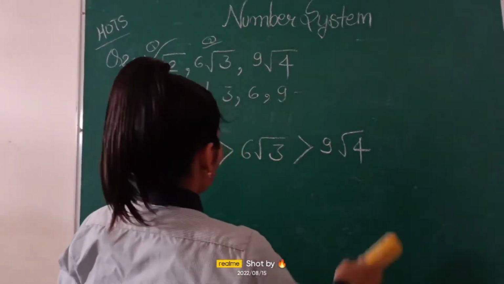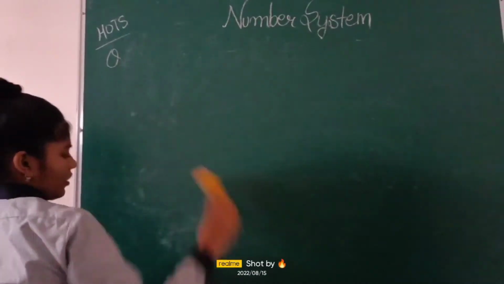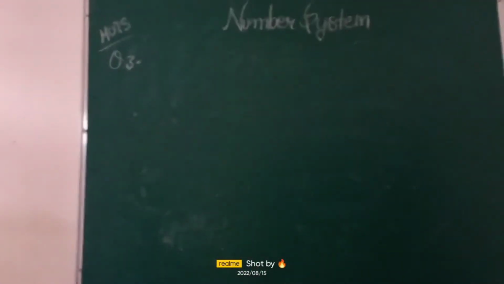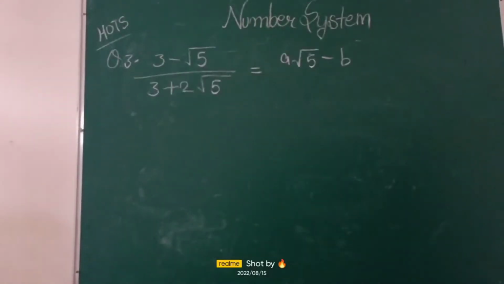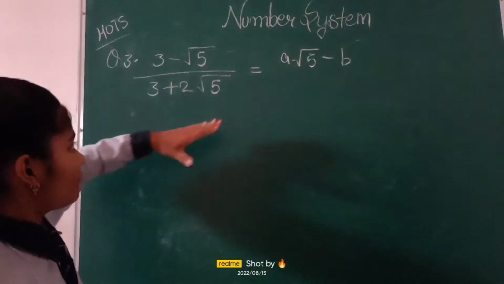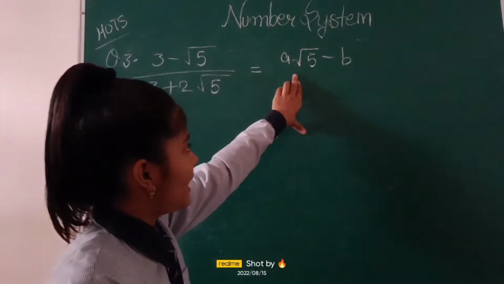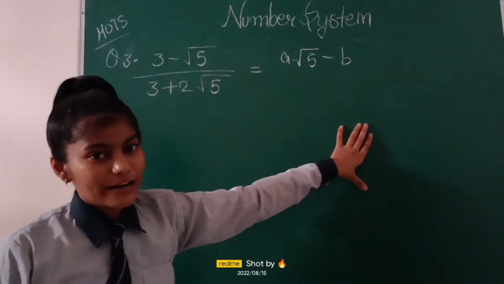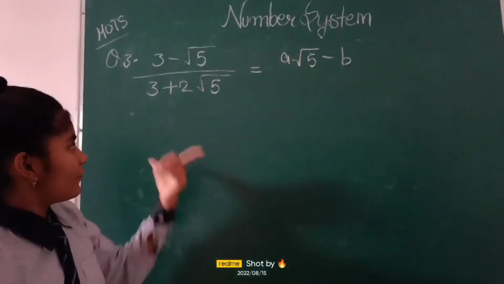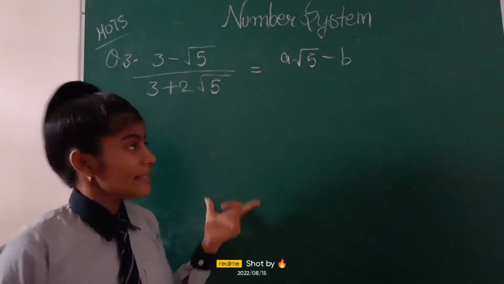Now let's move and solve one more basic important question on the number system. Firstly, give me time to write the question. So we have the third question: (3 minus under root 5) by (3 plus 2 under root 5) is equal to a under root 5 plus b. This is a condition, and now we have to find the value of a and b. Firstly we will solve this part. For solving this part we have to rationalize it.